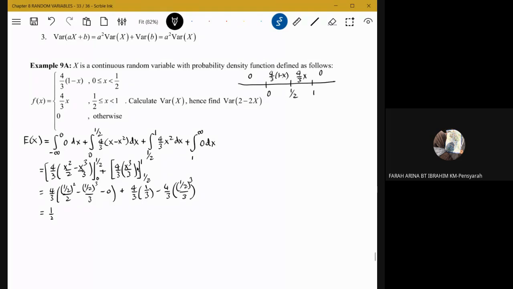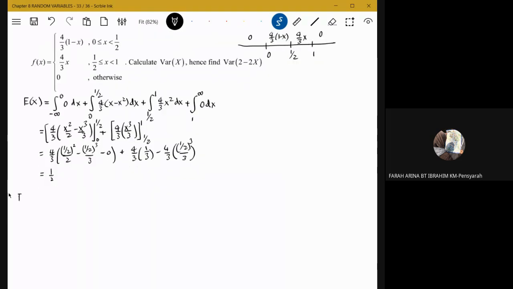Now we proceed with the EX square, which is negative infinity towards 0, 0 dx, 0 toward half, 4 over 3, and then here will be x squared minus x cubed. And then here will be half towards 1, 4 over 3 x cubed. Okay, the same pattern. We're going to have to integrate the middle part. So x cubed over 3 minus x to the 4 over 4.